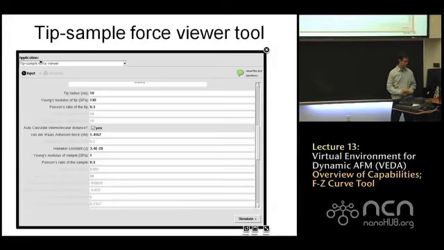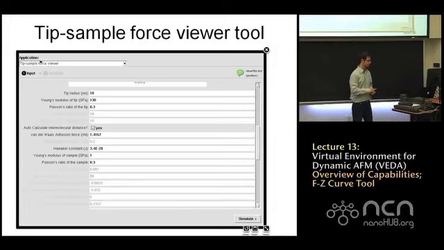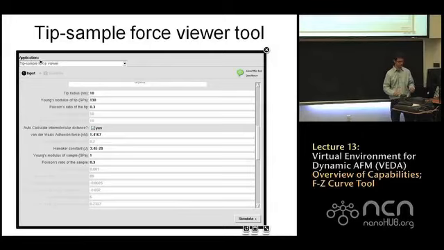So the inputs for the DMT model are, for instance, the radius of the tip, the Young's modulus and Poisson's ratios of both the tip and the sample, and Hamaker constants. Okay, and the elastic moduli and Poisson's ratios have to do with the Hertz contact forces, and the Hamaker constant and tip radius have to do with the van der Waals forces. Okay, but we're going to keep all the defaults here.